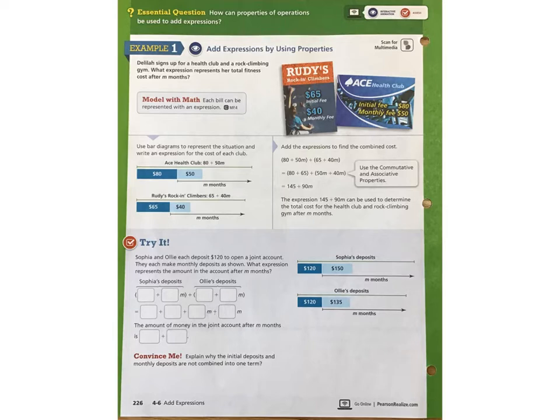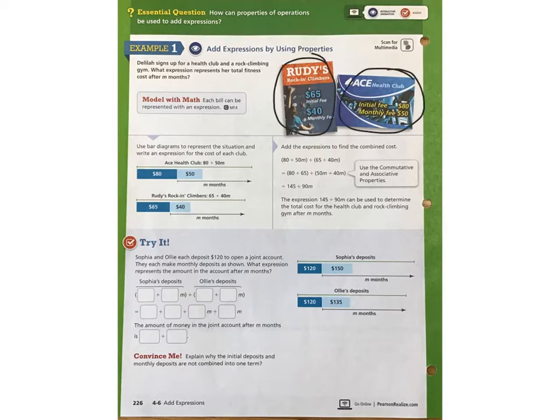Example 1, add expressions by using properties. Delilah signs up for a health club and a rock climbing gym. What expression represents her total fitness cost after M months? So the first thing that we have to consider is, what is the expression that represents her rock climbing fees and her health club fees?